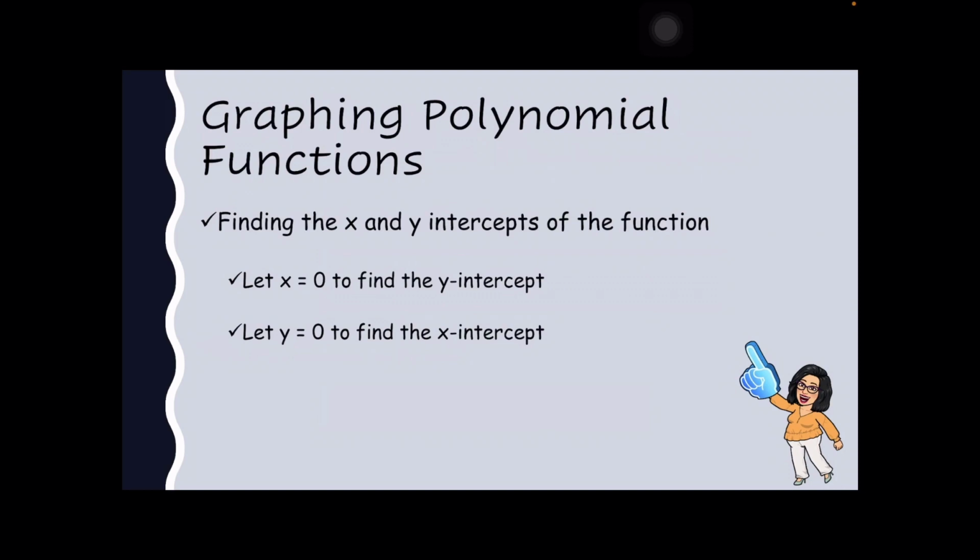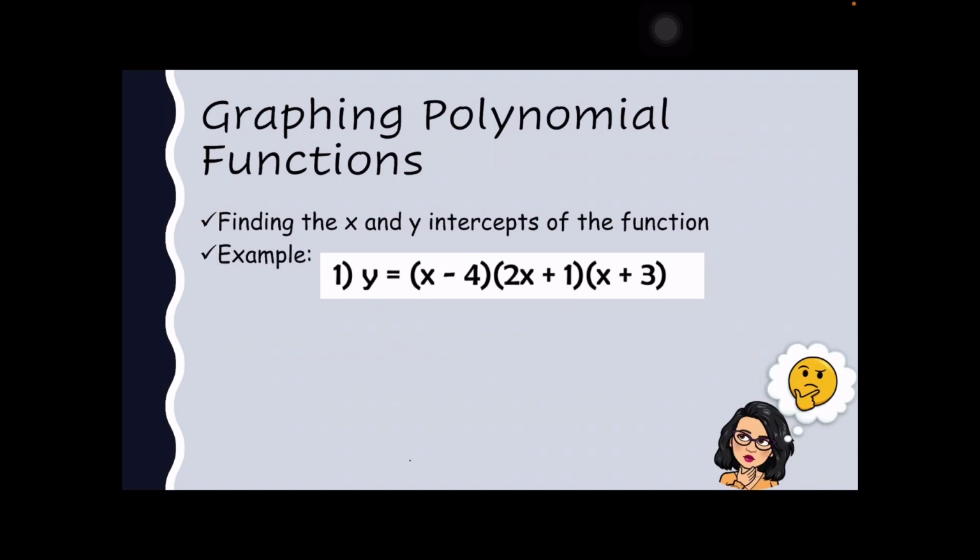So, if we can recall, kapag po sinabi nating intercept, yan po yung tinatamaan ng ating graph sa x and y axis in our Cartesian coordinate plane. Okay? So, how do we find the x and y intercepts? Simple lang po. We have to let x be equal to 0 to find the y intercept, and we have to let y be equal to 0 to find the x intercept. So, simulan po natin. Hanapin natin ang x and y intercepts of this function.